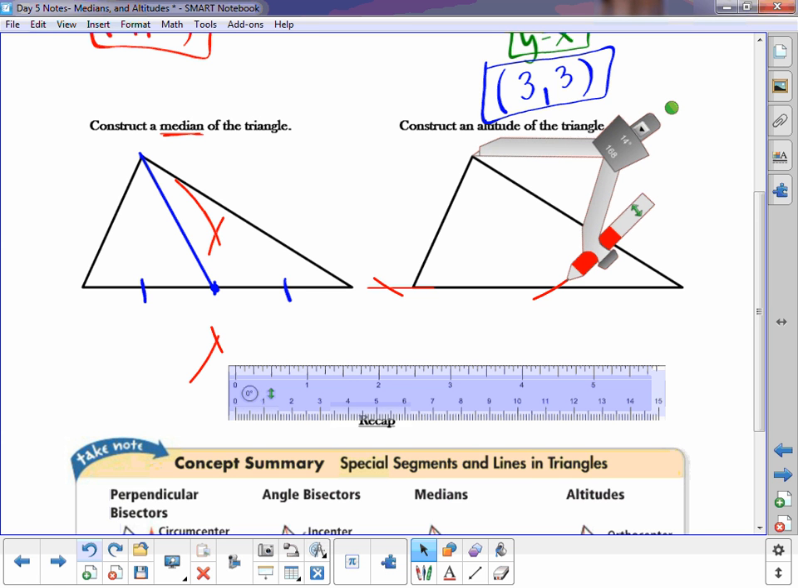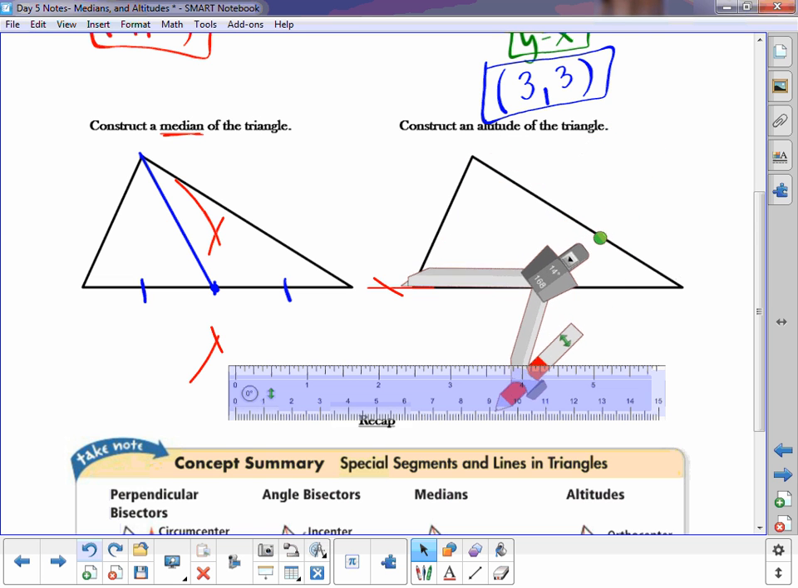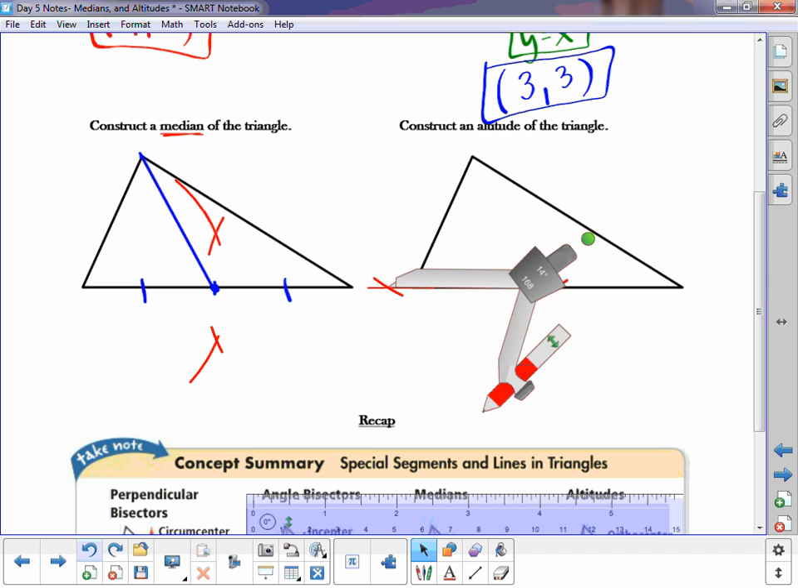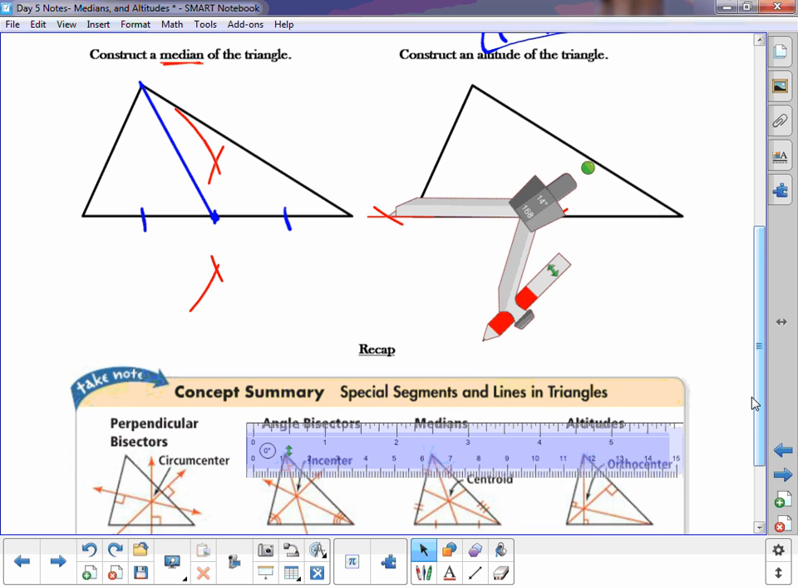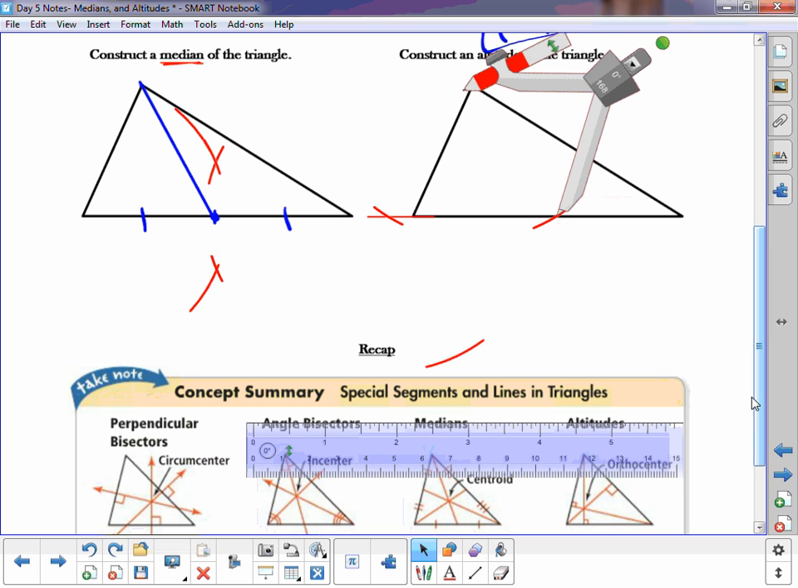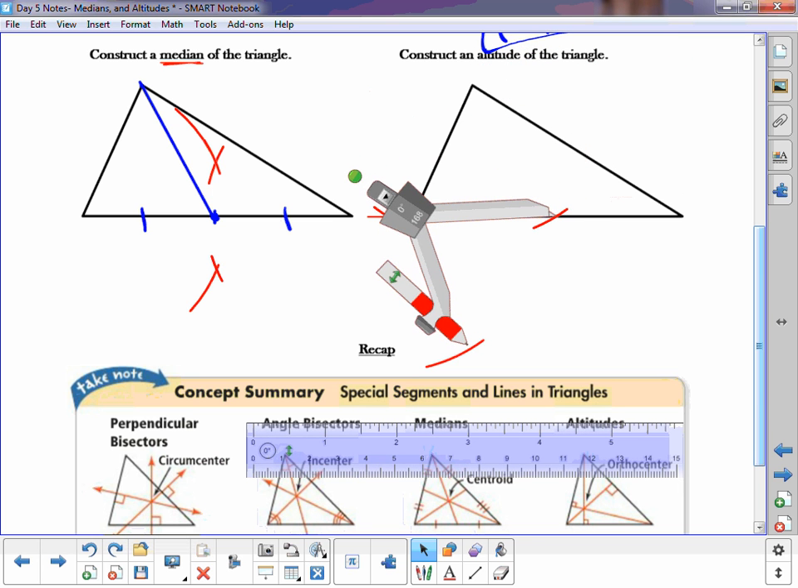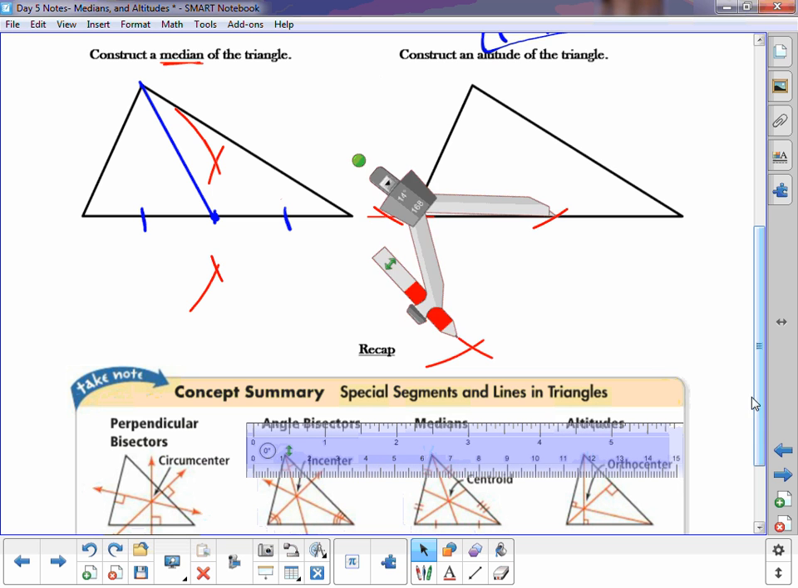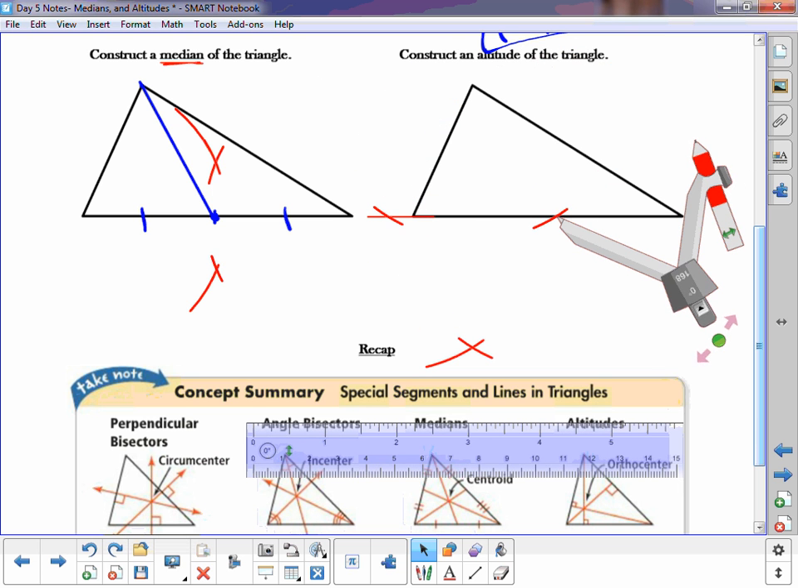Alright, now I'm just going to keep my compass the same width. You're welcome to change it, but I'm just going to keep it the same so I don't have to mess with it. And from those new intersections, I'm going to do little intersecting arcs. And again, same thing over here. Intersecting arcs. Alright, so again, I put my compass on each of those intersections and did intersecting arcs.